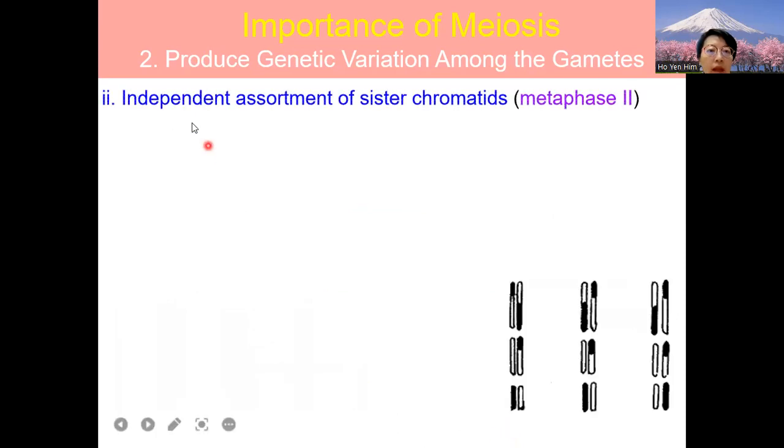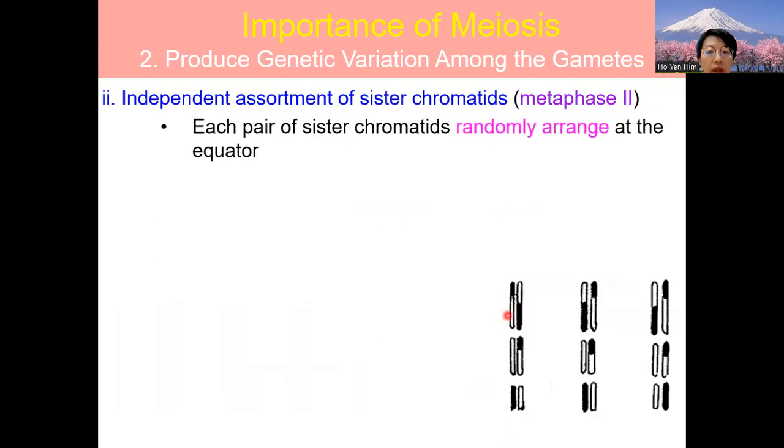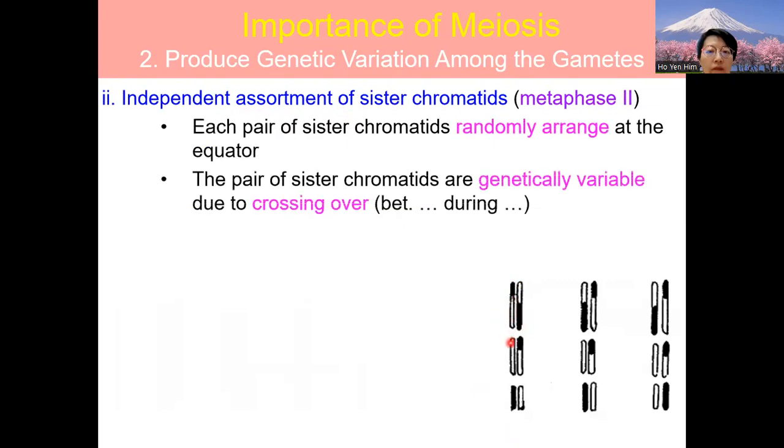So next, independent assortment of sister chromatids will also lead to genetic variation. This one here shows you the pair of sister chromatids. They are different because synapsis has caused them to be genetically variable, giving rise to different allele combinations in the sister chromatids. So when the sister chromatids align at the equator, every pair of sister chromatids has 2 ways to arrange at the equator.